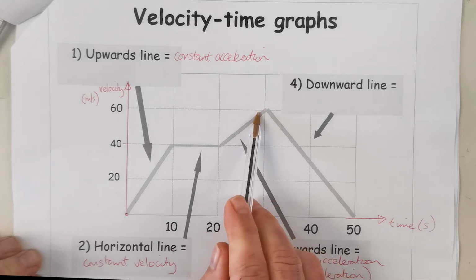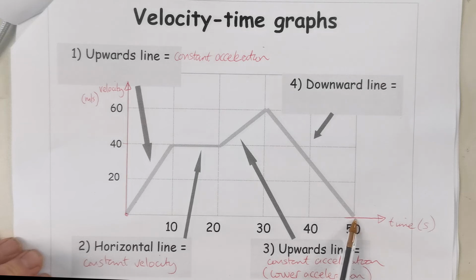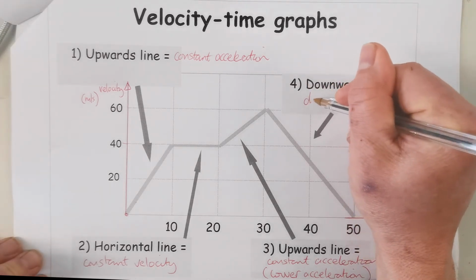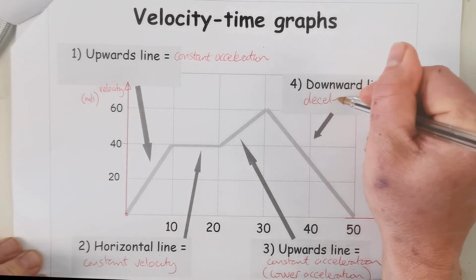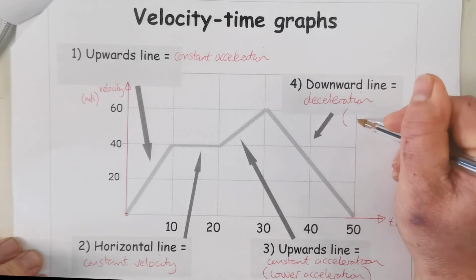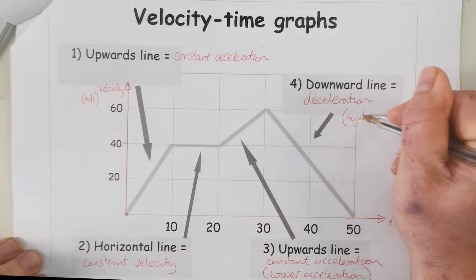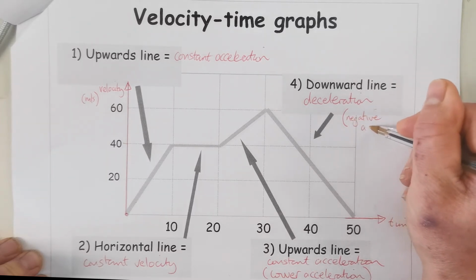And here we go. This object goes from 60 meters per second down to 0 in 20 seconds. Well, I could call that negative acceleration, but I think I'm going to use the word deceleration here. So deceleration just means acceleration in the opposite direction. So I could write in brackets there, negative acceleration.